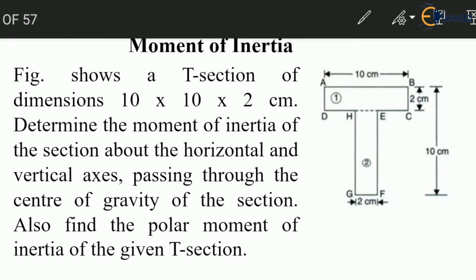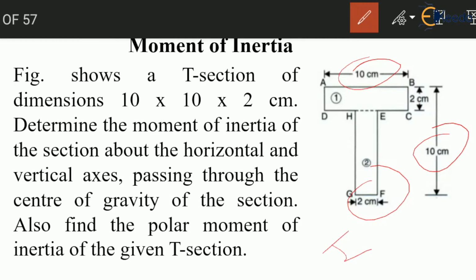So this is a question of T-section where dimensions are given 10 by 10 by 2 centimeters. We have to find the moment of inertia of this T-section about the vertical as well as horizontal axis passing through the centroid, and we have to find the polar moment of inertia, which is about the axis perpendicular to the x-x axis and y-y axis. So let us solve this problem.